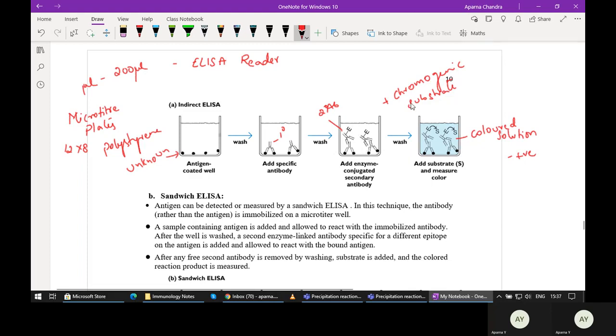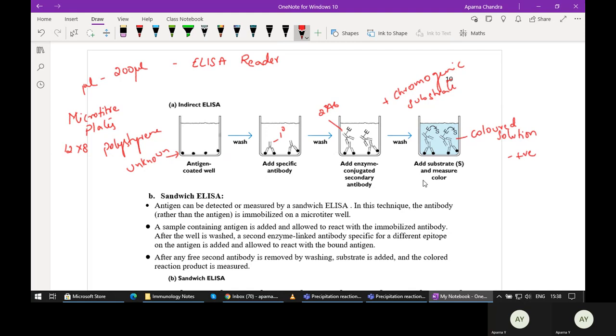Now what is happening in the last step? You are adding a chromogenic substrate. The substrate doesn't have an enzyme to bind to it and give a colored solution. So you will not get any color because there is no enzyme. It got washed off. Okay, so if there is no color, it indicates a negative result. If there is a colored reaction, it indicates a positive result.